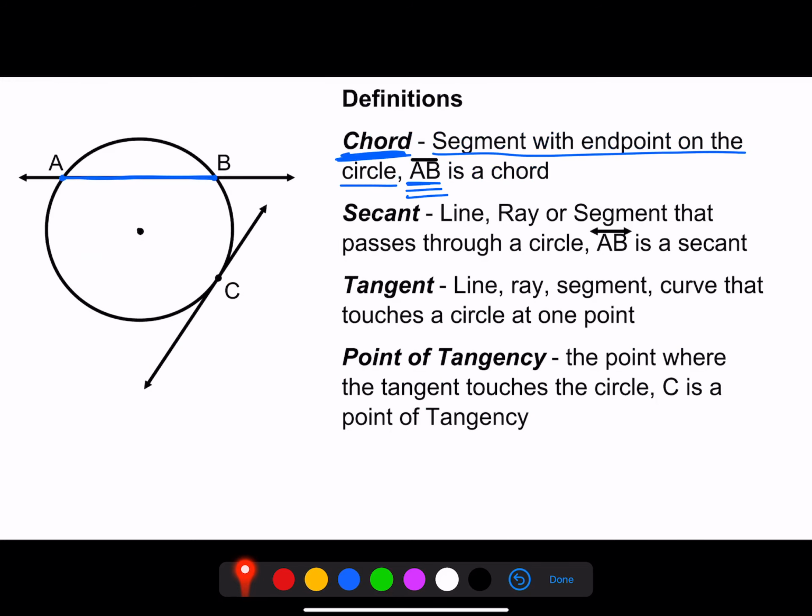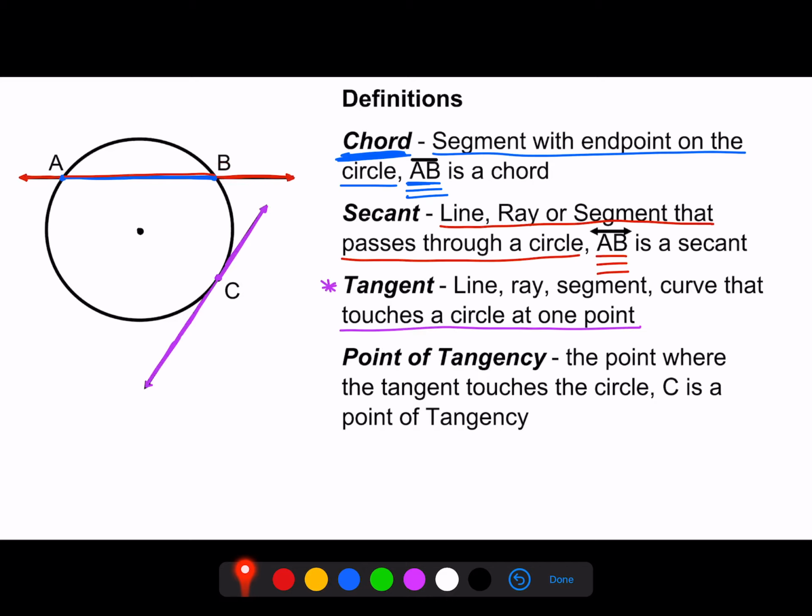All right, some more definitions. These are the definitions that you will be seeing in the problems. The first one that we have is chord. A chord is a segment with endpoints on the circle. So right here I see that we have segment AB. I'm starting at A, stopping at B. And both endpoints lie on the circle, so therefore line segment AB is a chord of this circle.